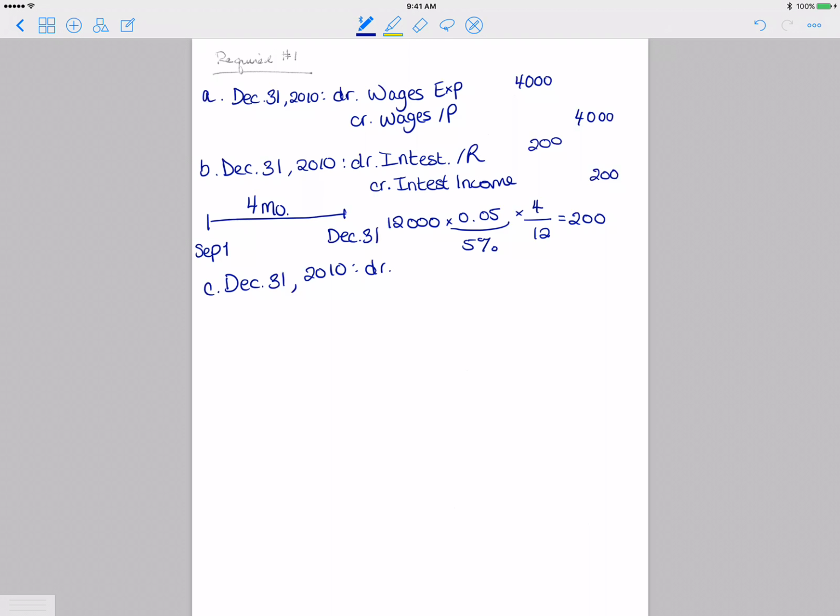We are going to debit our rent expense because now we've used some of this prepaid rent. And we are going to credit, we need to decrease our prepaid because now we've used some. So once again, let's draw a timeline. Here we know we're looking at August 1st until December 31st. This amount is 5 months.